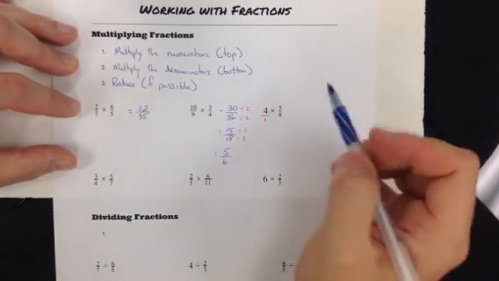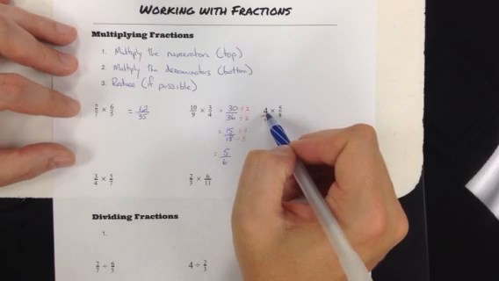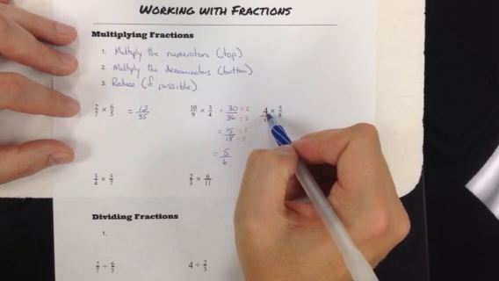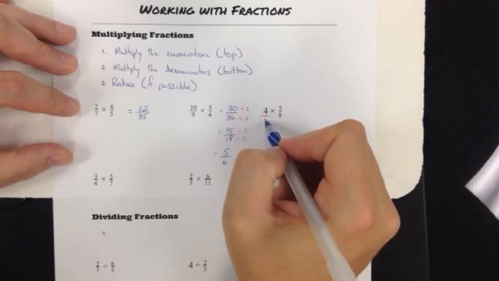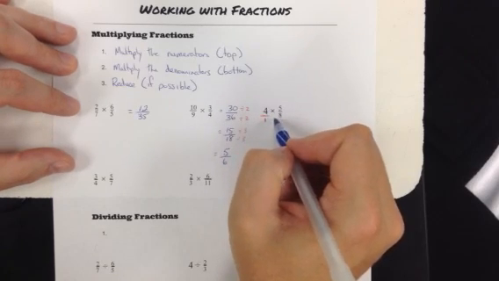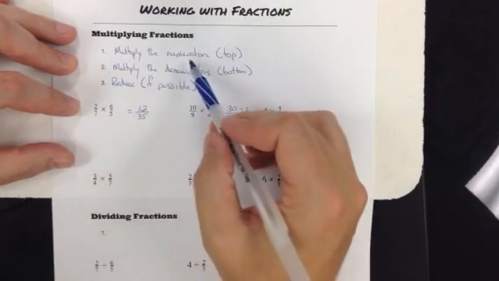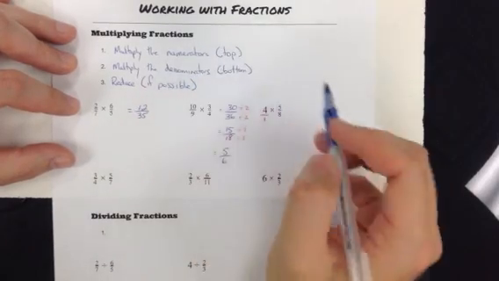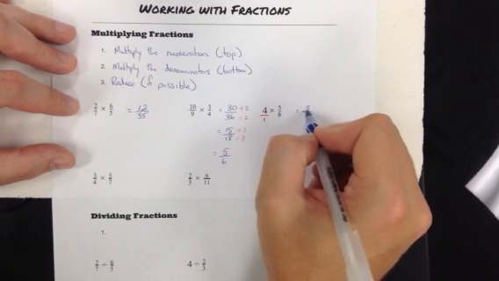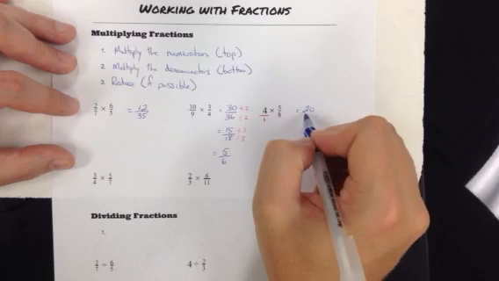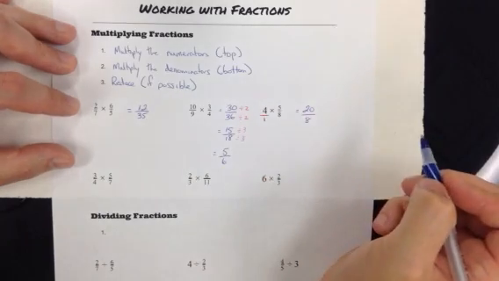Okay? So if we think about 4 as 4 pizzas, or we can think about 1 as the whole pizza, and then we have 4 of those whole pizzas. Okay? Once we see two fractions, then we're just going to follow our steps. We're going to multiply the tops and the bottoms, and then see if we can make the numbers smaller. So 4 times 5 is 20. 1 times 8 is 8.